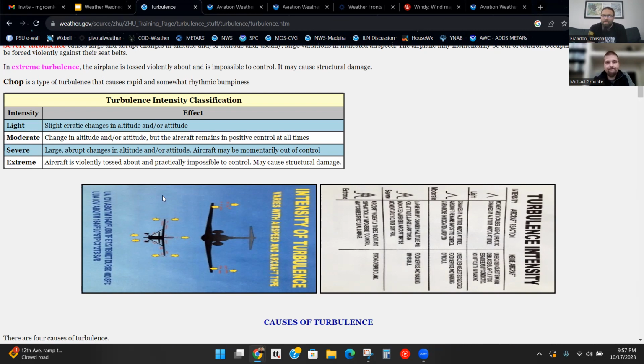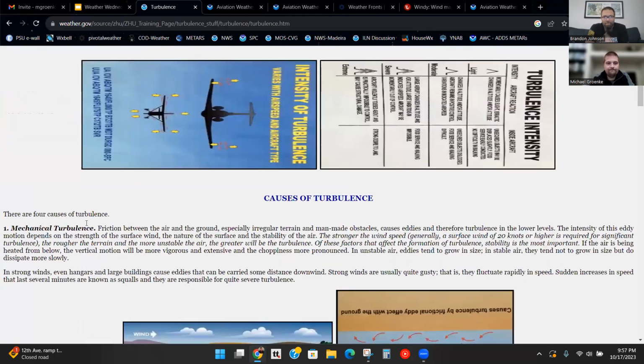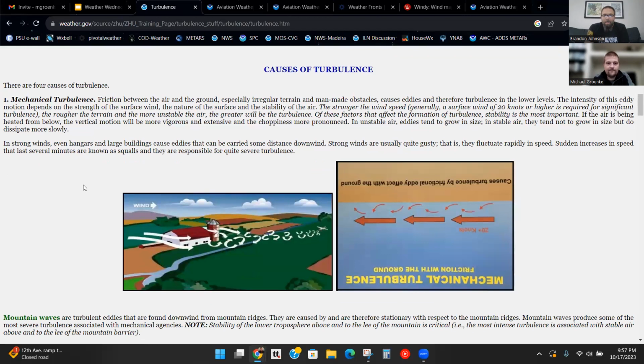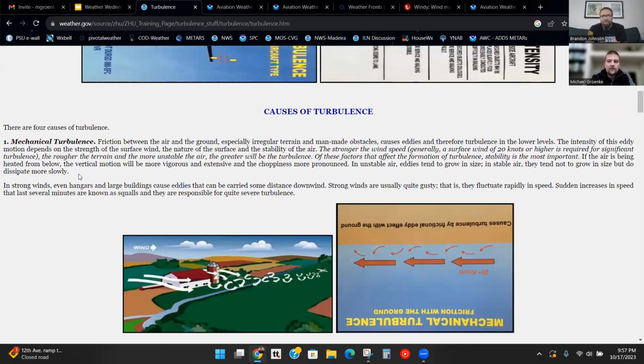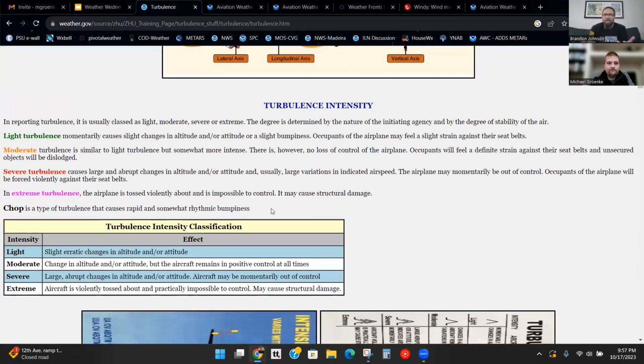Somebody in the bathroom, somebody in the aisle, and a flight attendant was up or something like that. And when the airplane dropped, everybody went up and hit the ceiling and caused injuries. I will say though, one thing when it comes to those reports, it's all subjective. Right? If somebody says, oh man, that was moderate turbulence, well, to somebody else, that might not have been moderate turbulence. Might have been light turbulence.